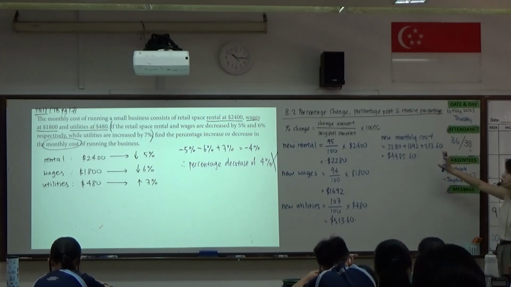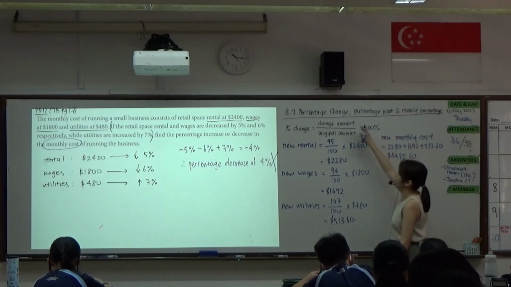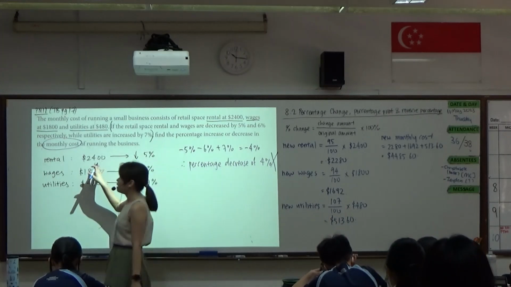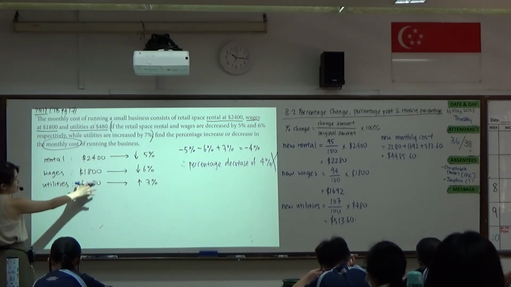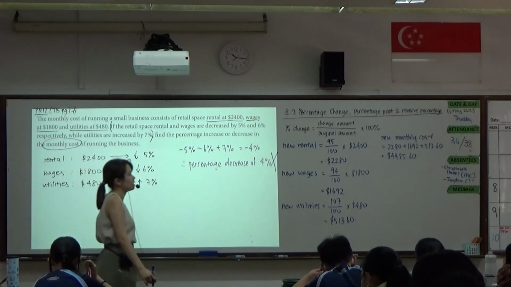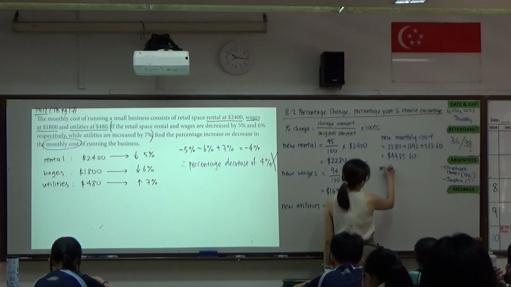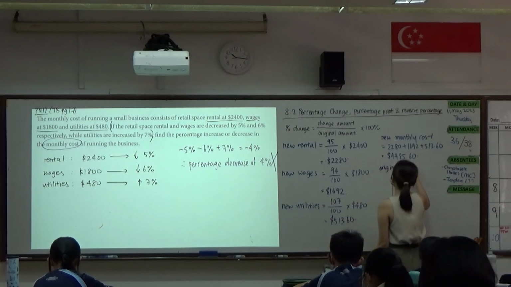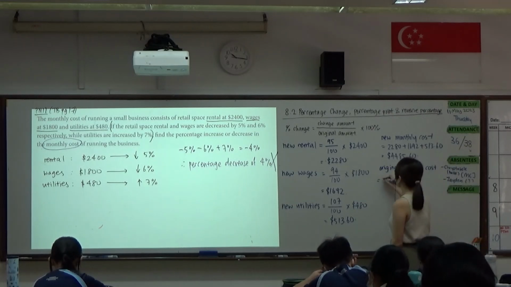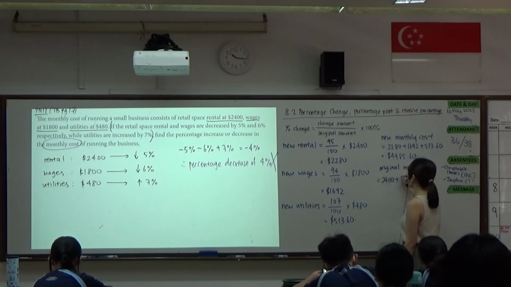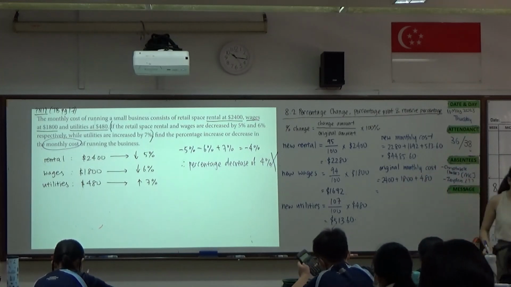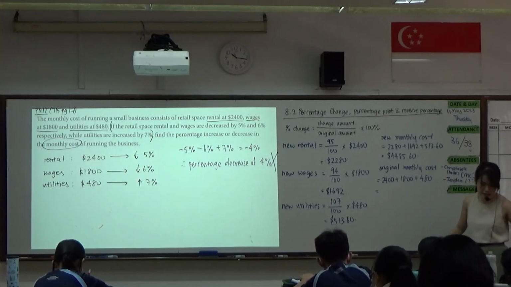I need to know what is the new monthly cost in order to find out what is the change. And the change we're looking at is based on the old or the initial or the original, depending on whatever word you might use, they're all synonyms. The original monthly cost. So we calculate what is the original monthly cost. And that would give us 2400 plus 1800 plus 480, which is 4680.